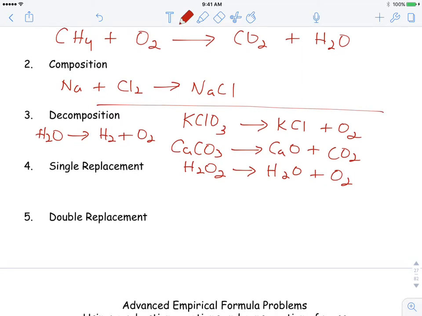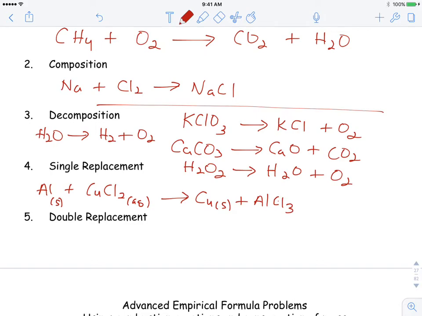So a single replacement. With a single replacement, you have an element such as, for example, aluminum, and we have a compound such as copper chloride. This is aqueous, and that's important. This is solid. It's also important because when we want to see this reaction occurring, what will happen is as we put the solid into the aqueous solution, we'll produce a new solid and a new aqueous solution.